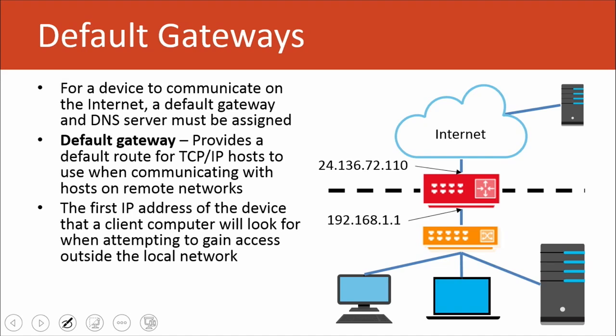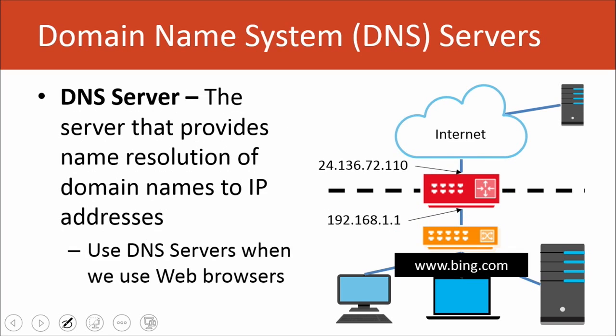The first IP address of the device that a client computer will look for is actually the address that belongs to the default gateway. And so this network address we were talking about, the first address in a network range, is going to be assigned to a router. That router does serve as the default gateway. So keep that in mind. Here's a little data going through the router and then, of course, onto the internet. It's pretty exciting stuff, this data transfer.